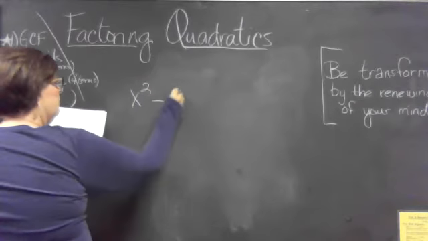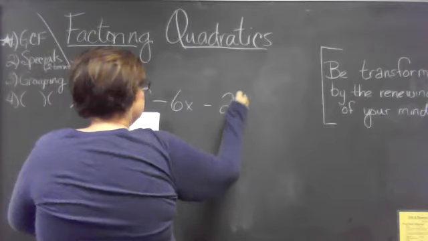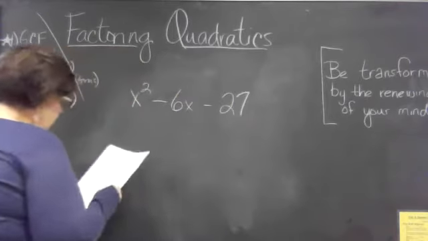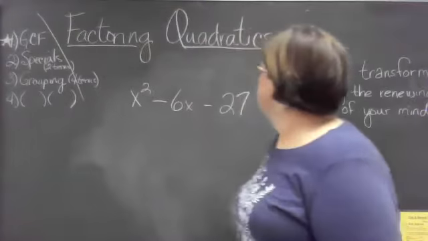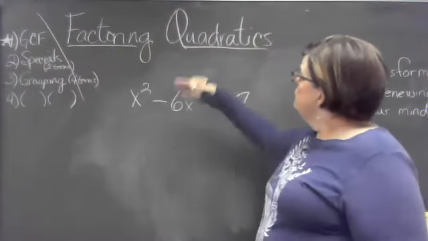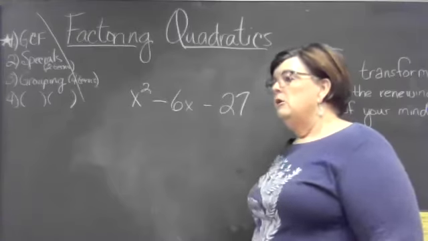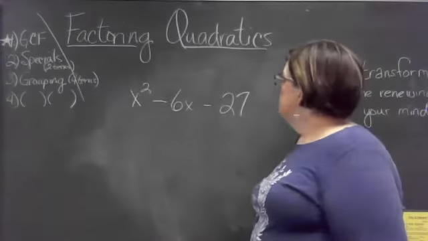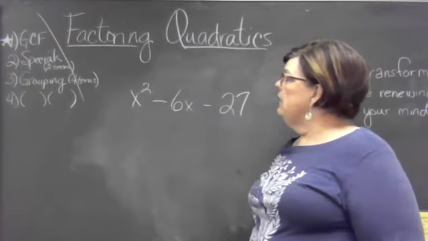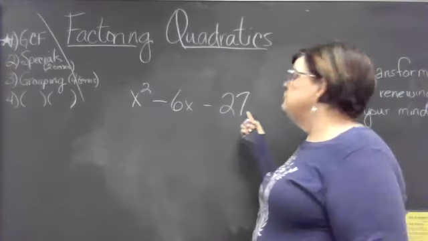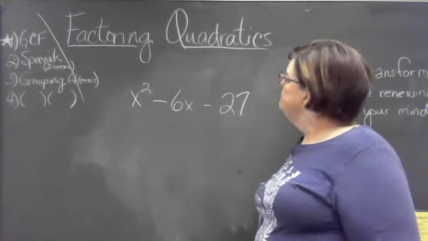x squared minus 6x minus 27. Okay, and it says to factor these. What you'll see as instructions is factor the quadratic, factor the trinomial, factor completely, but factor is the main word here. So we're going to look for a greatest common factor, but we found out if this is an invisible one and there's no variable here, probably not a greatest common factor except for one.